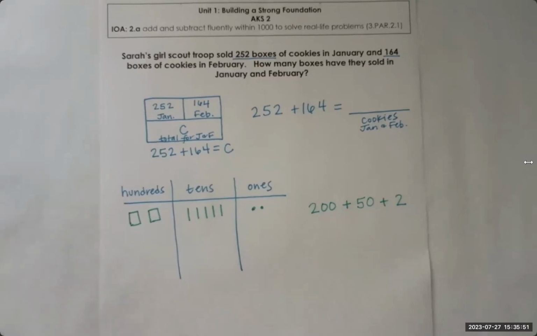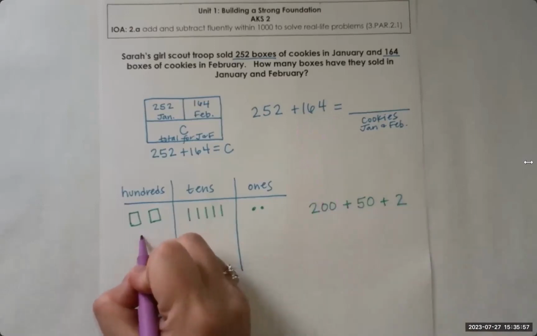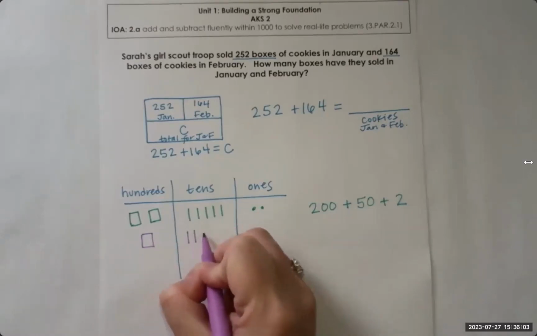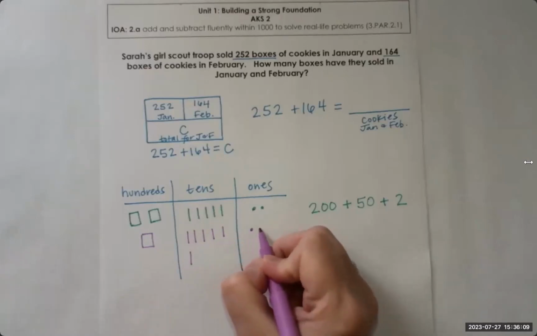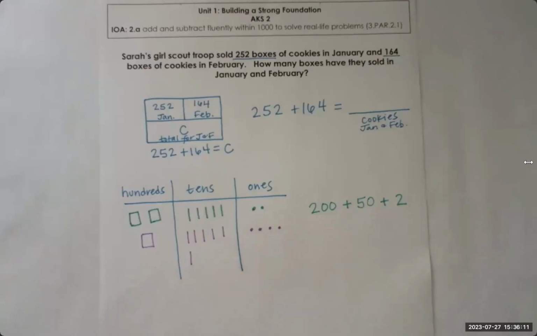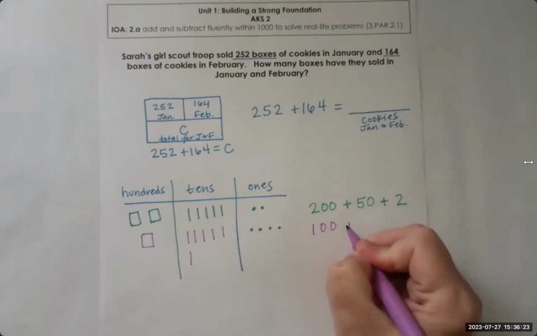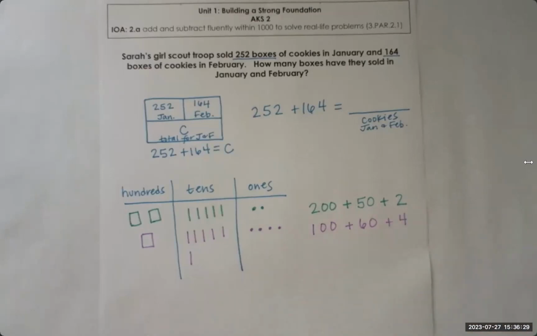Now let's take a look at our next add-in, 164. Okay, so I know there's a 1 in the hundreds place. There are 6 tens. 1, 2, 3, 4, 5, 6. And there are 4 ones. 1, 2, 3, 4. Okay, now let's make sure we've written out that expanded form equation for that number, 164. So remember, I have 100, 60, plus 4. Now I am adding these two values together.